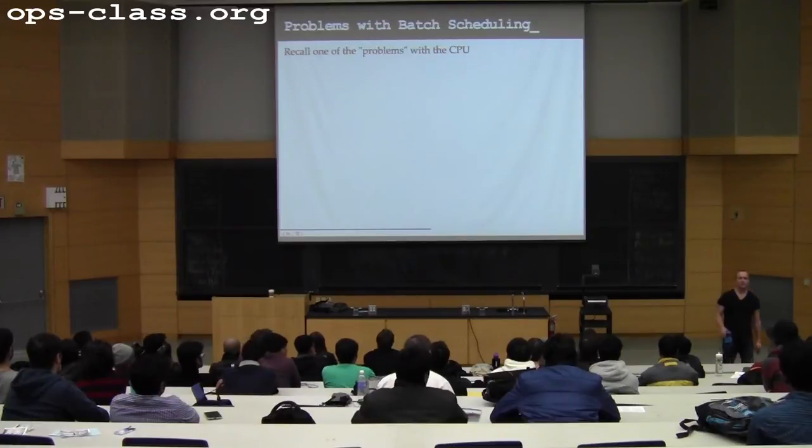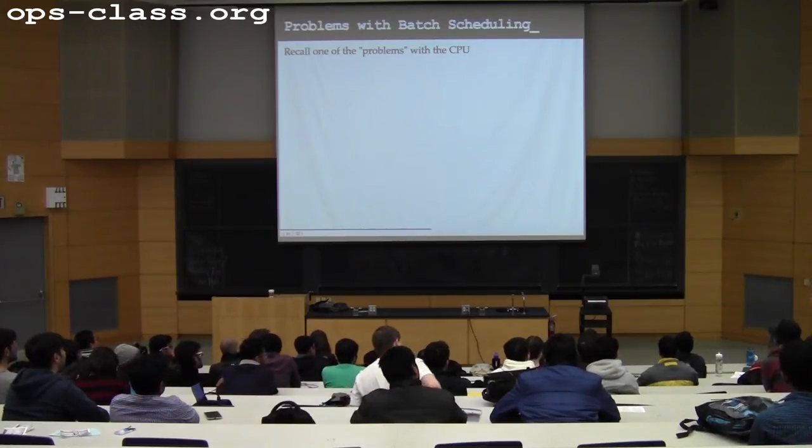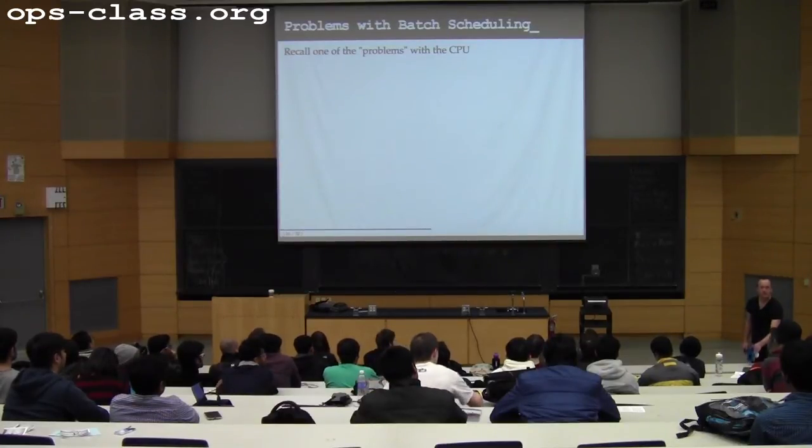But let me go back to the idea of batch scheduling. For a while, the way that we made better use of the computer was we just queued up jobs in front of it and we ran them till they finished. What's the problem with this approach?